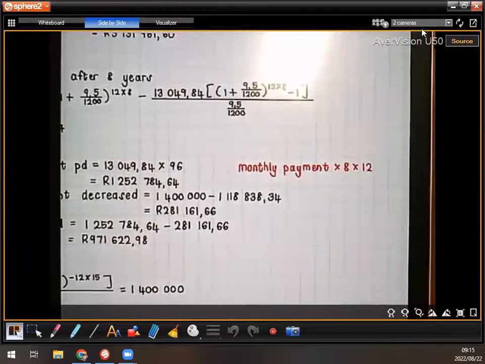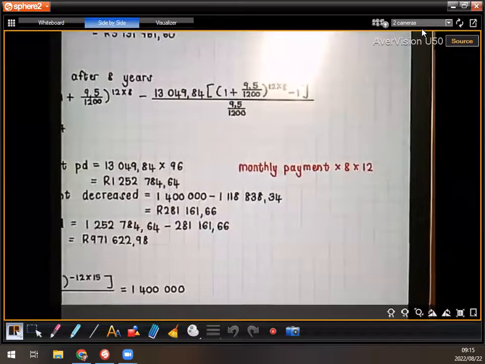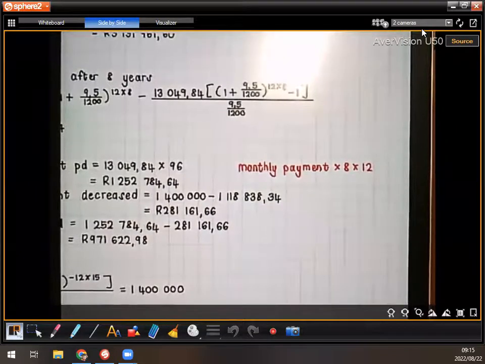Okay, so in 8 years this guy paid 1.2 million rand on a 1.4 million loan, and he still owes 1.1 million. Yeah. 9.5% is quite a high interest rate. Not really, isn't it like a 7 point something? What is it now?